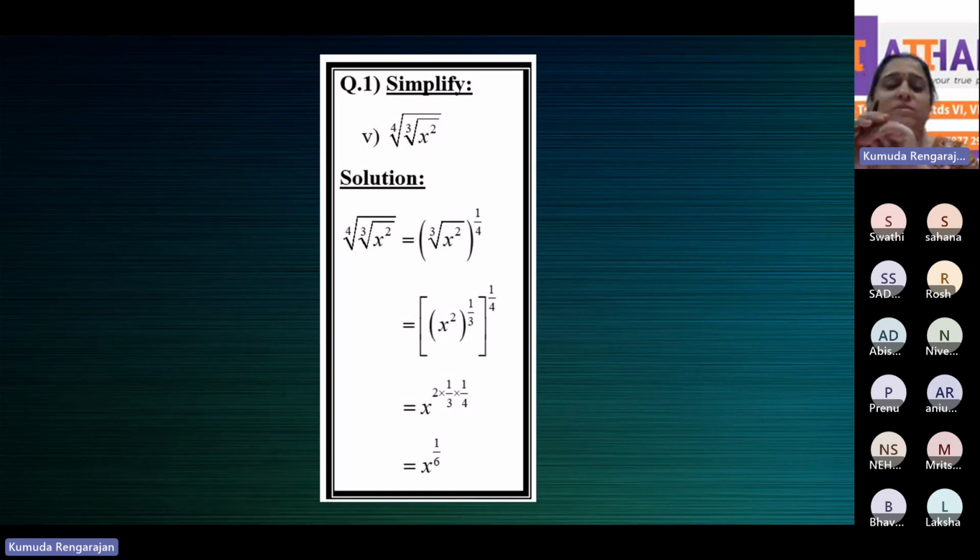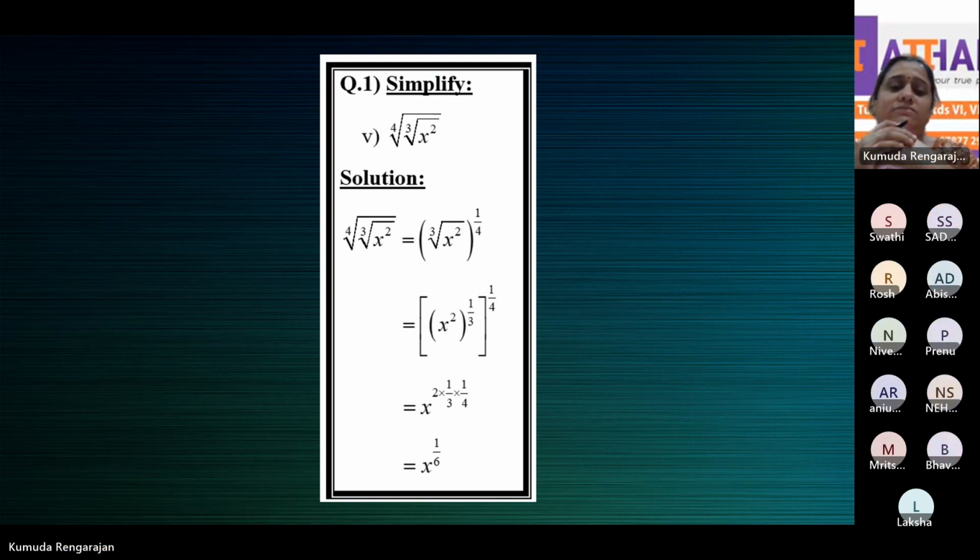So start removing from the outermost radical. You can also remove from the innermost radical. We'll do that. We'll first get used to one of it. So this is how we do it.